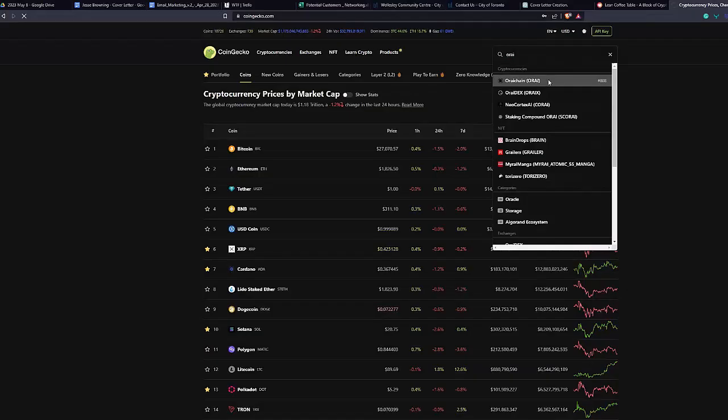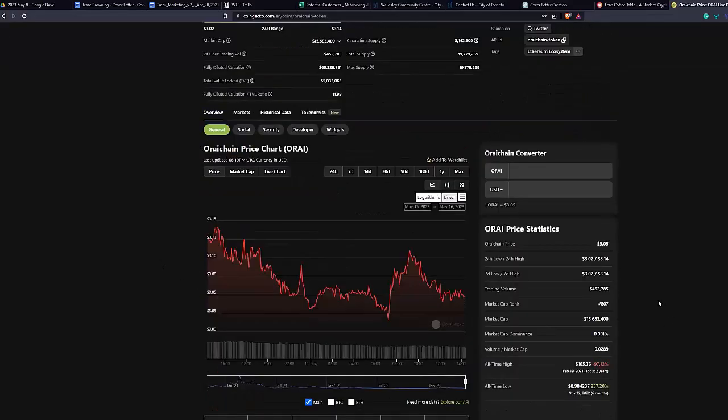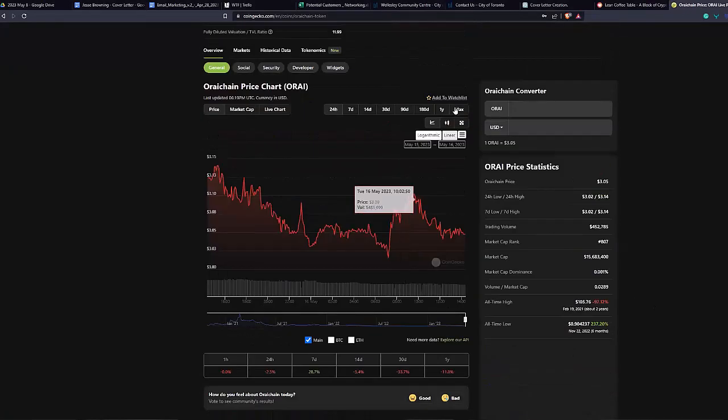So I guess one that I'm looking on is ORAI. I guess I have screen sharing capabilities, don't I? Yeah, you should have. You bring that up. Yeah, sure. Let me get to CoinGecko. ORAI chain. It's pretty quite a micro cap, isn't it?